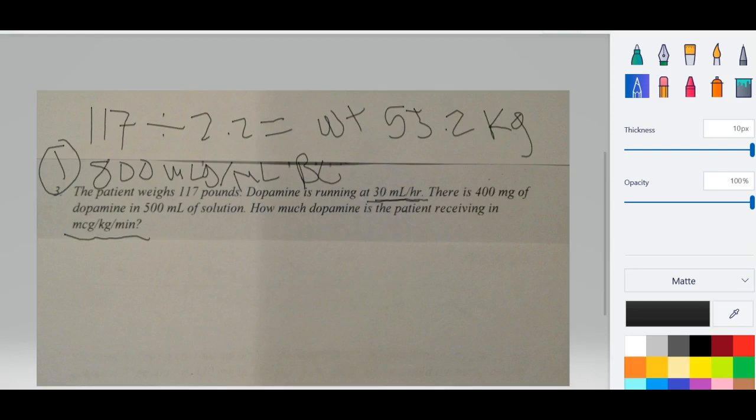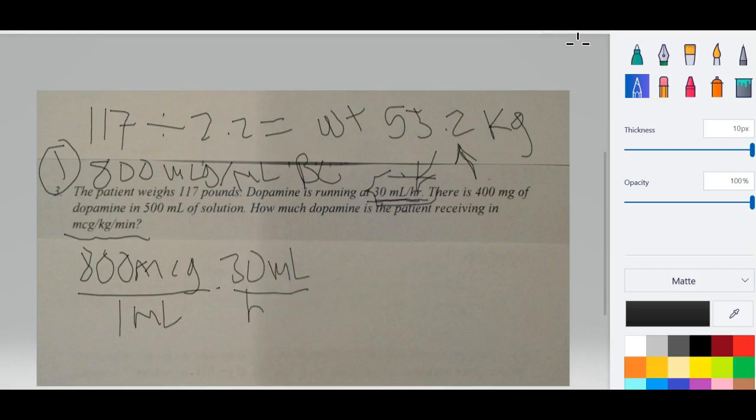The second step, or the next thing to do, is to figure out how much medication is in this 30 mLs, now that we know that each 1 ml is 800. So we can just go 30 times 800 and whatever that is, and then divide it by 60 to get the minutes, and then divide it by 53.2. So let's do that, okay? So we're gonna go 800 times 30, right? Because that's our base concentration, 800 mics per 1 ml times 30 mLs per hour equals, so what's 800 times 30?